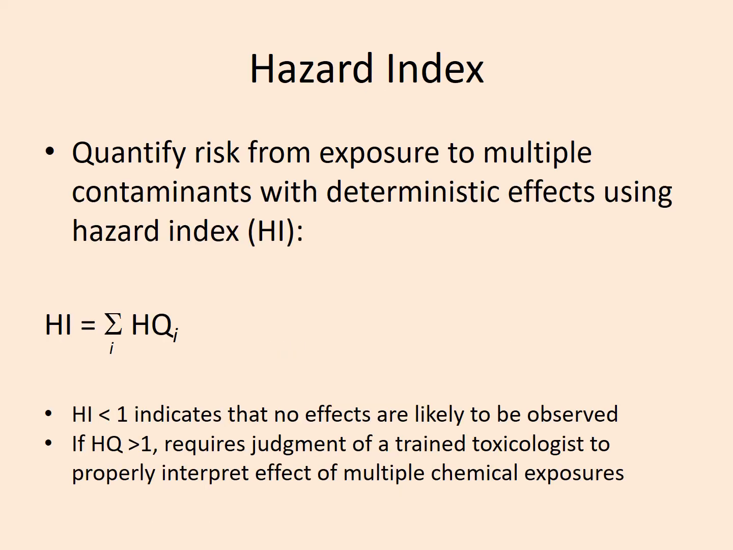We also have what's called a hazard index. This is quantifying risk from exposure to multiple contaminants, because none of these are in isolation. This is the sum of all of those hazard quotients into a single hazard index. Again, if the hazard index is less than 1 from all of these different things, you can probably expect that no negative effects are likely to be observed. But if you have a hazard index that's above 1, you might need some additional judgment to really interpret the effects of these multiple chemical exposures.